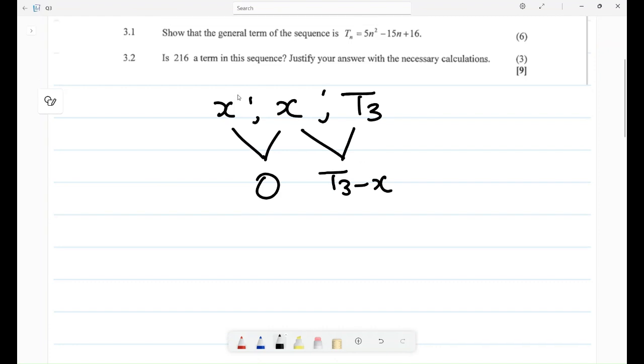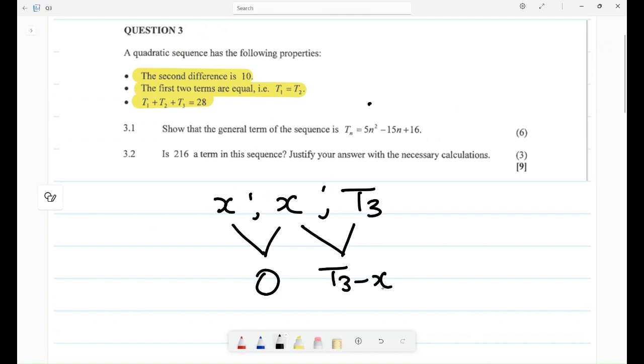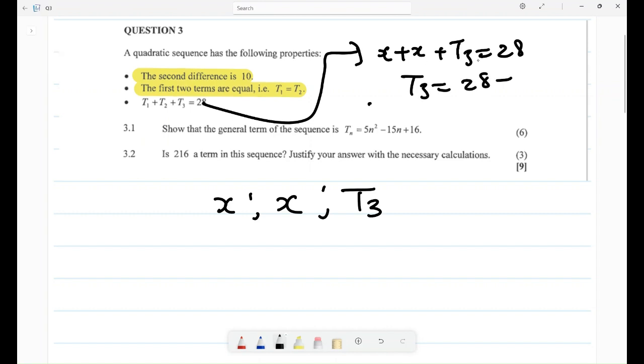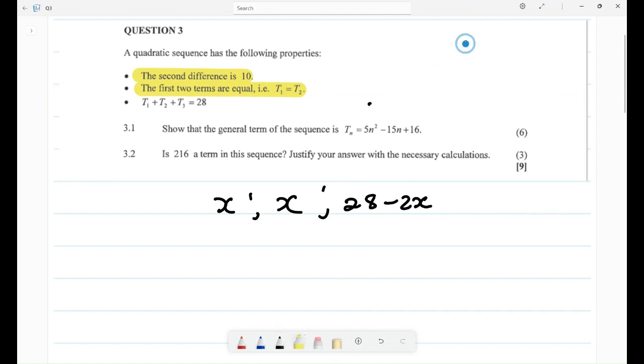Yes. But now, I want you to come here so that you can simplify your life. Come to this information. You are told that T1 plus T2 plus T3 is equal to 28. So come here and say T1 is x, plus T2 is x, plus T3 is equal to 28. Then T3 is going to be 28 minus 2x. Allow T3 to become 28 minus 2x. So now, do you see that everything is in terms of x? Yes. Now you have simplified your life.